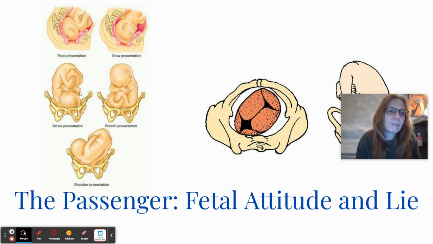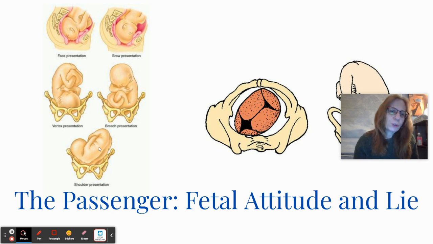Here we have vertex, which is head down. We have flexed attitude. Here is a frank breech. So breech can come in a couple different categories. We have frank breech, which is butt first. We have footling breech, which can be 1 foot or both feet first. But that's a breech baby.